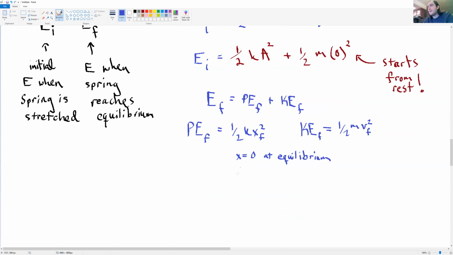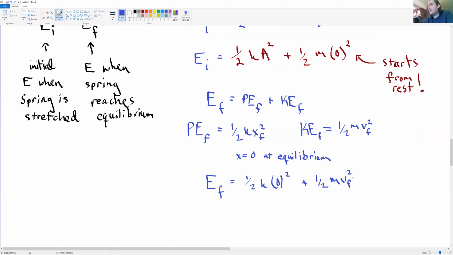Okay, that means that this energy final then is going to be equal to 0 plus, oh well, I should just write it out, huh? 1/2 k 0 squared plus 1/2 m v final squared. And v final squared is what we're solving for. We don't know what that is, right? We don't have a numerical answer for that. We just know that the stretching or the compressing of the spring at equilibrium is 0.